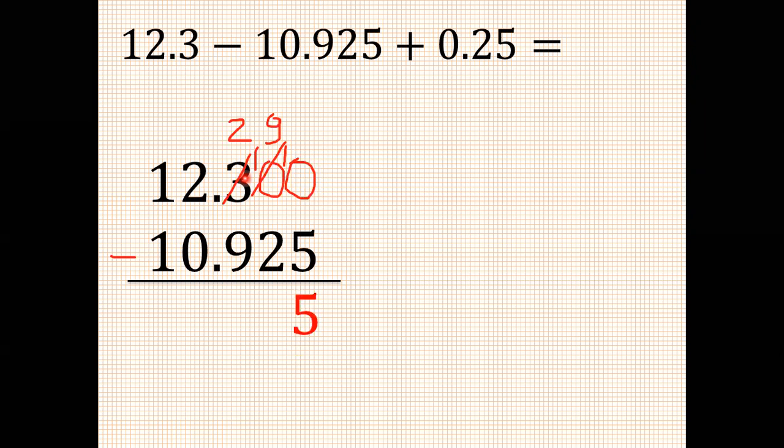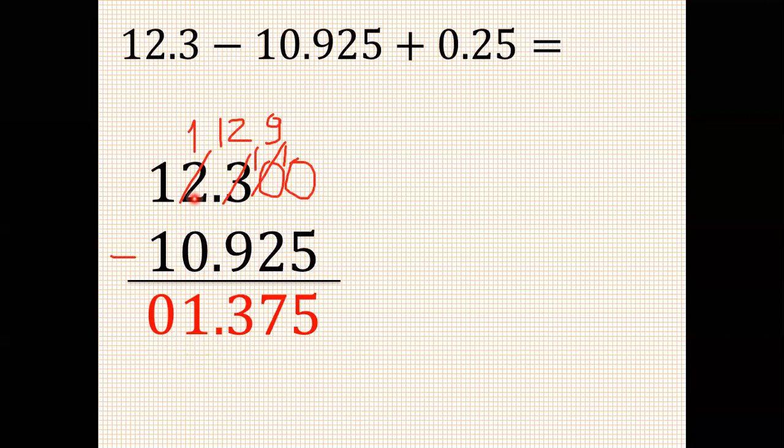9 minus 2 is 7. And 2 minus 9. Again, you can't subtract it. That is why I will borrow from 2. And here you have 1. Now here you have 12. 12 minus 9 is 3. And your decimal point stays in line with the others. And 1 minus 0 is 1. 1 minus 1 will be 0. Okay, and your answer is 1.375.